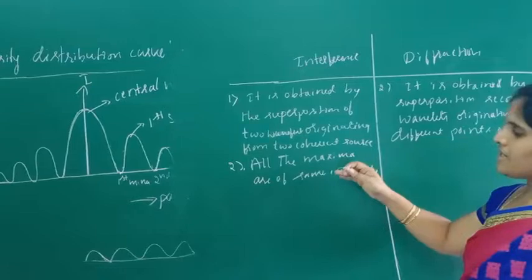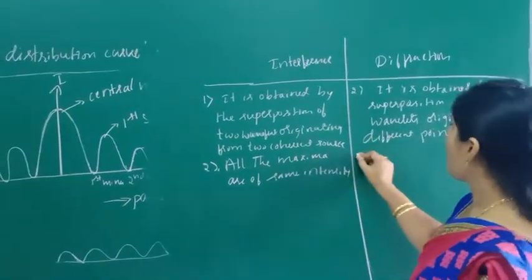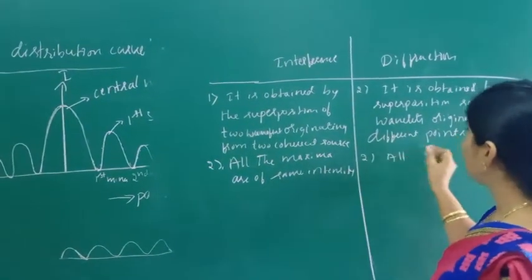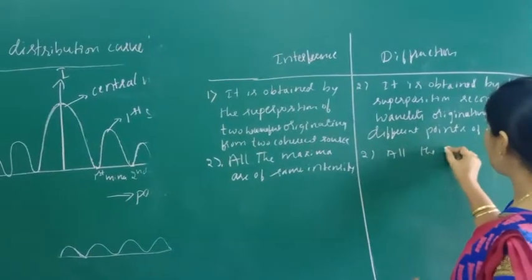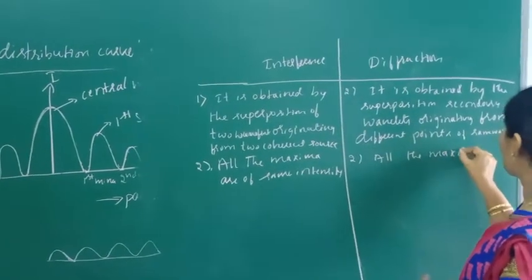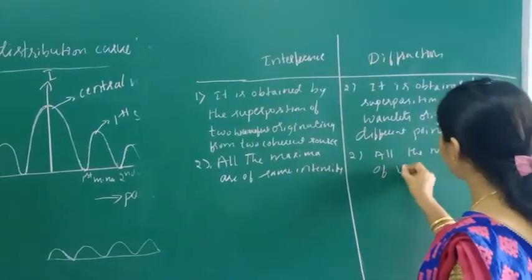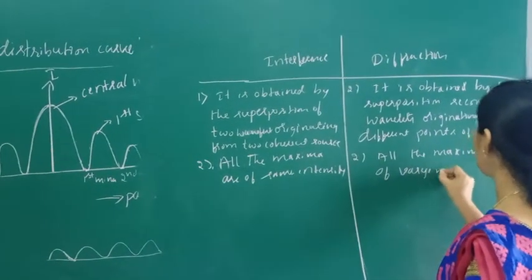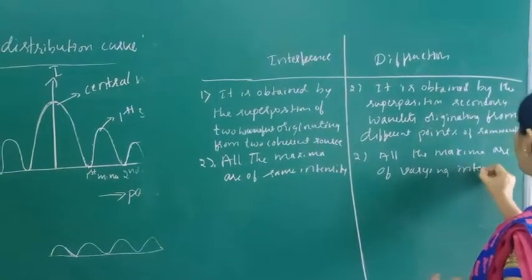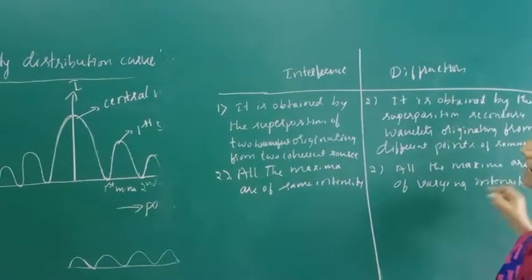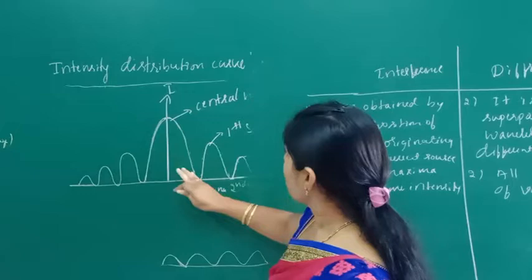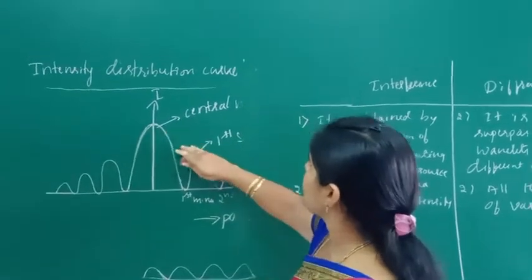All the maxima are of varying intensity. Because in diffraction, the intensity goes on decreasing like this.